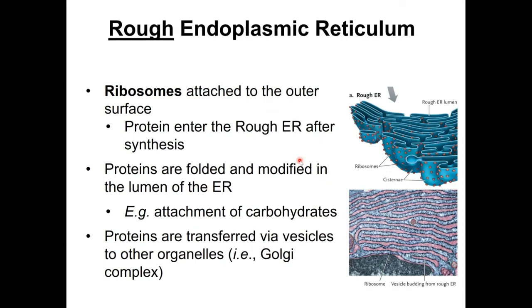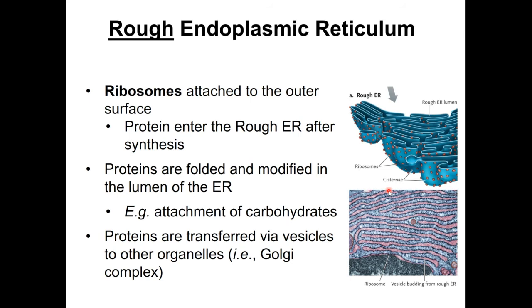Then these proteins are modified here, and then they get transferred to the Golgi through the formation of vesicles, like this one right here that is budding out. They're usually formed at the end of the cisterna here, the budding. So this vesicle is formed and then will separate and will fuse later on to the Golgi.